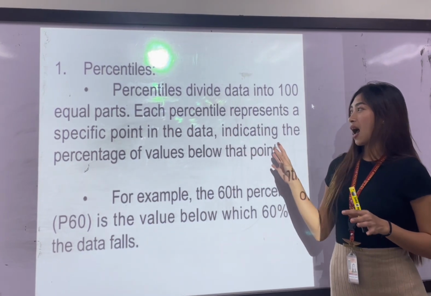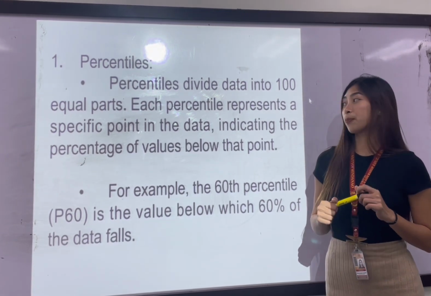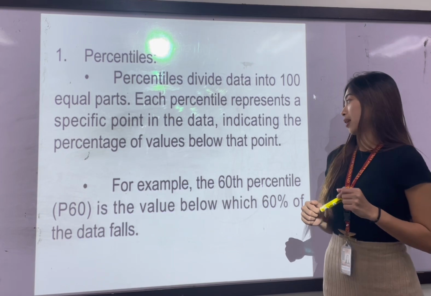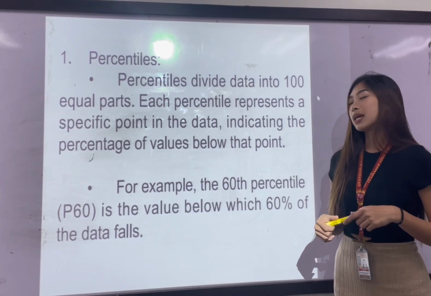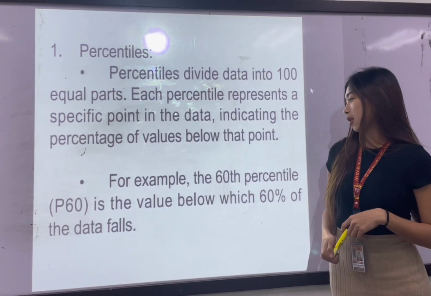Percentiles divide data into 100 equal parts. Each percentile represents a specific point in the data, indicating the percentage of values below that point. For example, the 60th percentile is the value below which 60% of the data falls.